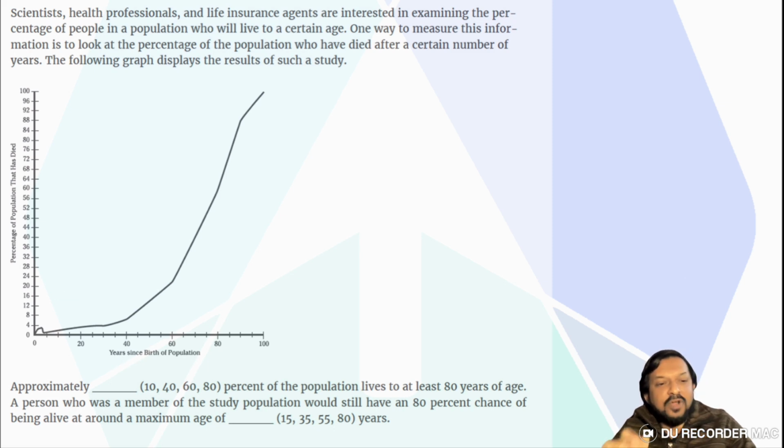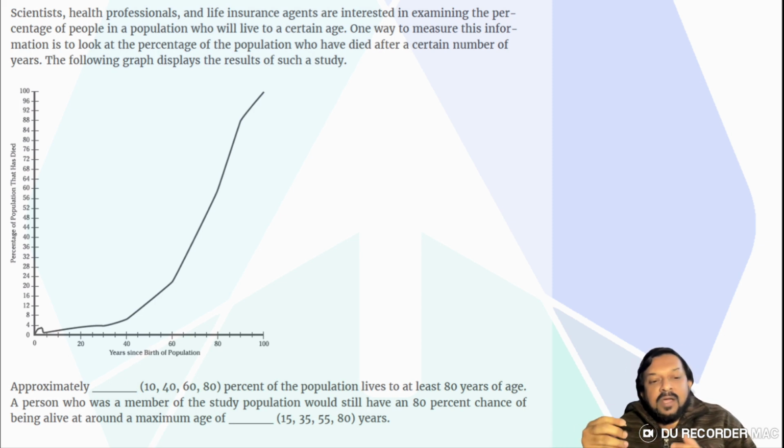The first sentence talks about approximately, then a blank, percent of the population living to the age of 80 years. The second question is: a person who is a member of the study population will still have an 80% chance of being alive at a maximum age of, blank. So, two questions definitely from the diagram, but not really directly interrelated with each other, and therefore we'll have to deal with both the sentences independently.